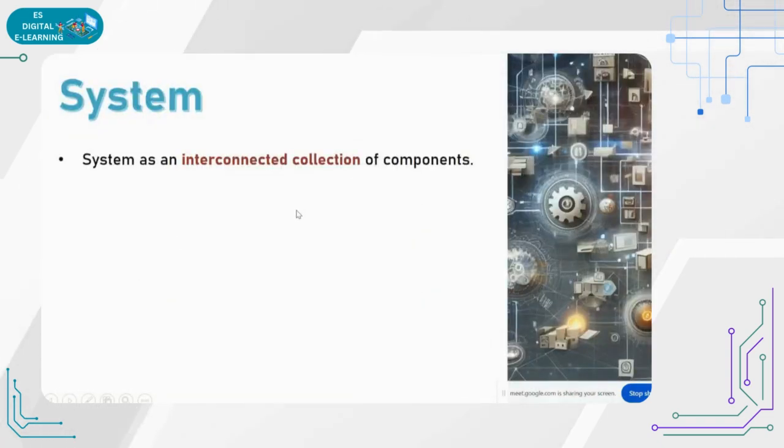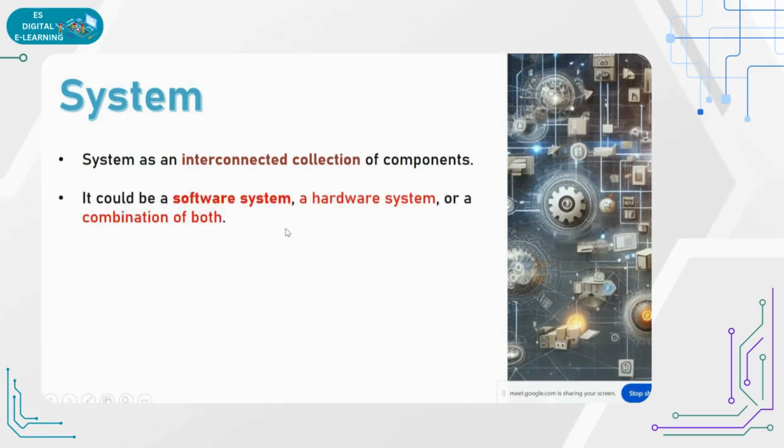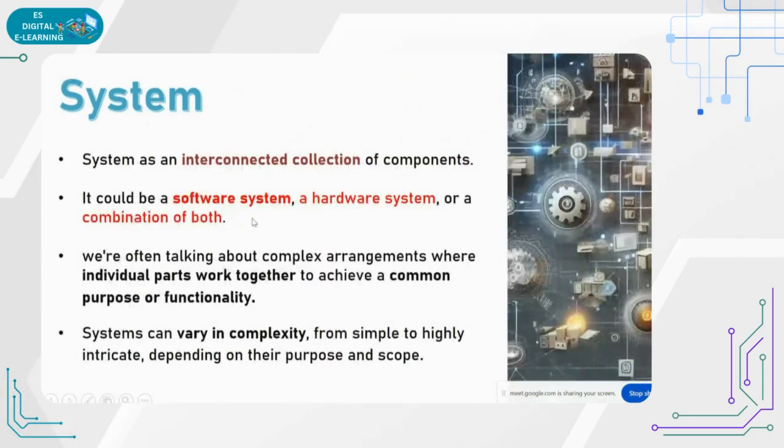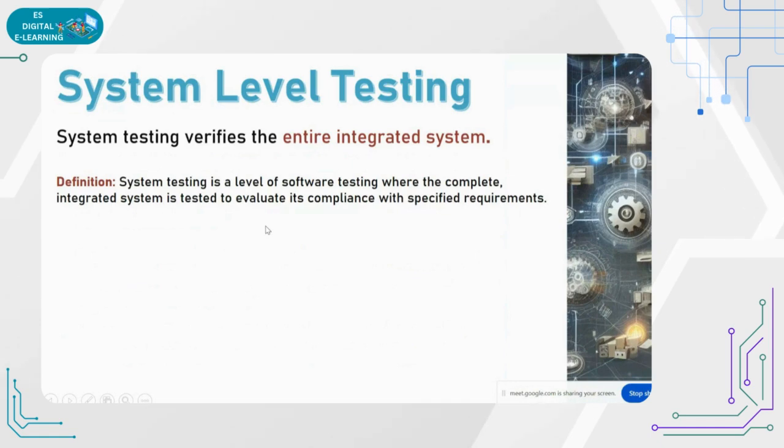So what is a system? A system is a collection of interconnected components. It could be a software system, a hardware system, or any combination of both. We often talk about complex systems, specifically individual controllers that we combine to make some functionality. The system depends on the software or the hardware, and on the complexity involved in the project. System level testing is where we verify the entire system after integration.